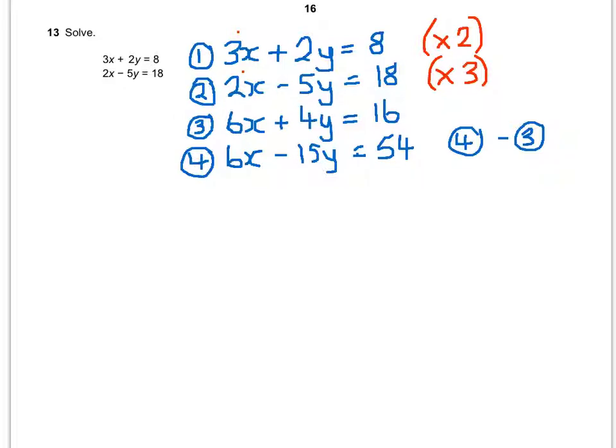So we've got 6x take away 6x first of all leaves me with nothing. And then I've got minus 15y take away 4y, which is minus 19y. And then 54 take away 16 is 38. So minus 19 times something is 38. Well, y is going to have a value of minus 2.